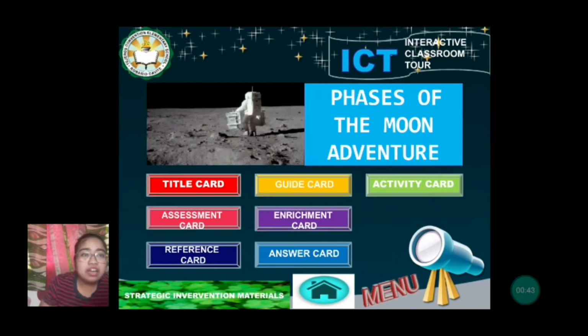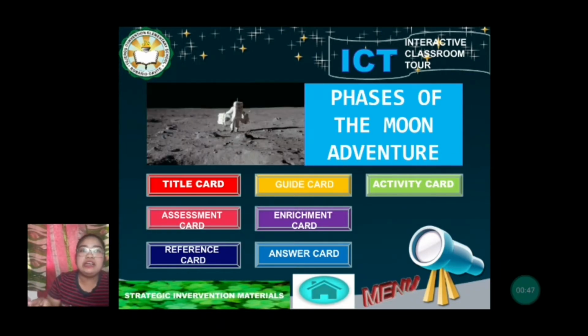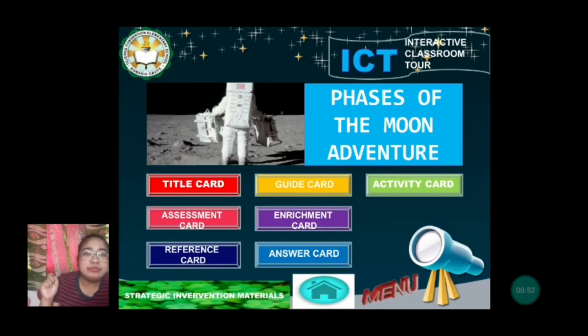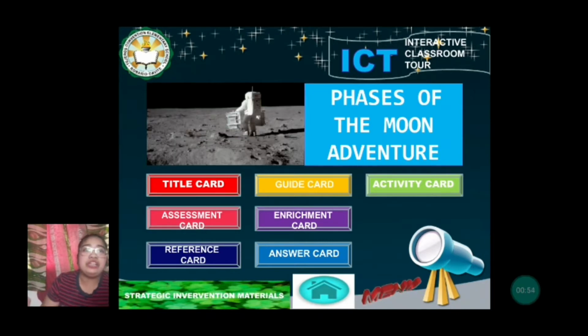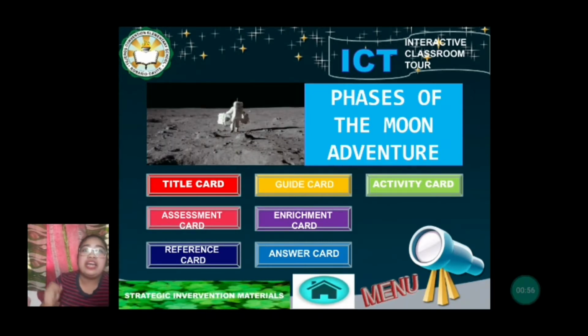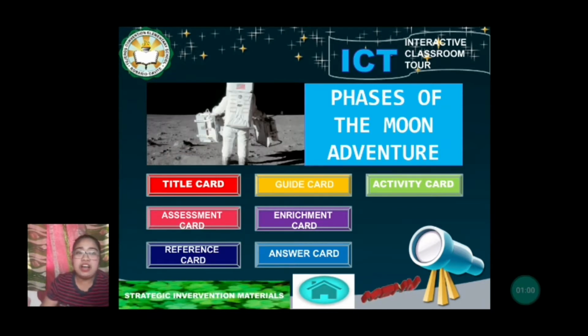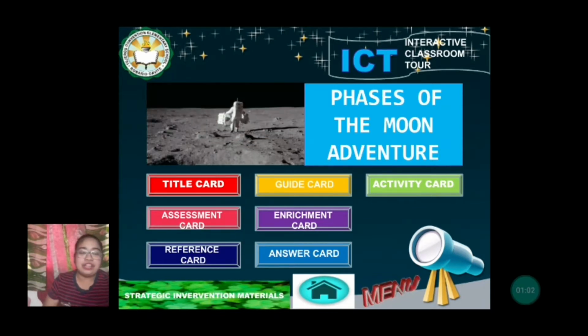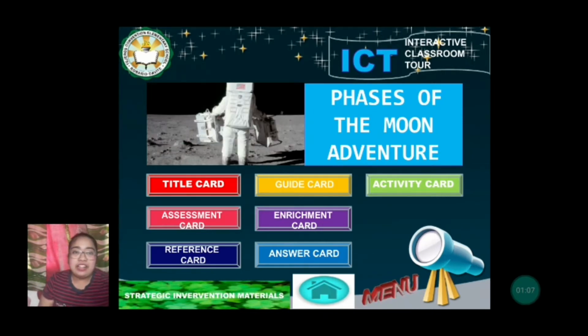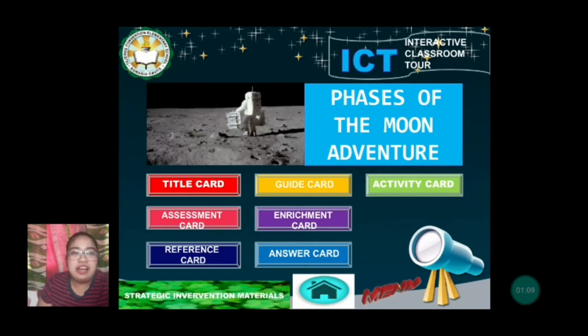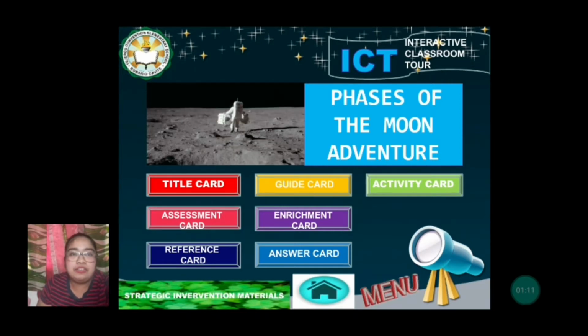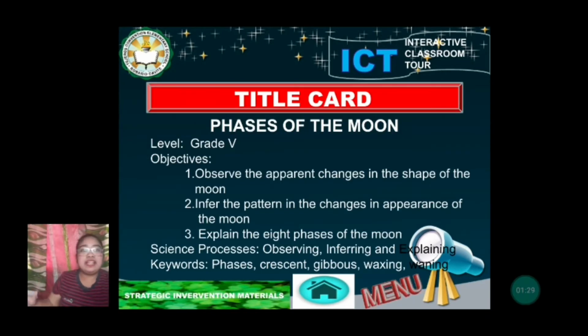So, there are 7. The first one is the title card. Next one is the guide card, activity card, assessment card, enrichment card, reference card, and the answer card. So, let's go first, kids, to our title card, the red one, the very first. So, I click this. First one is the title card.